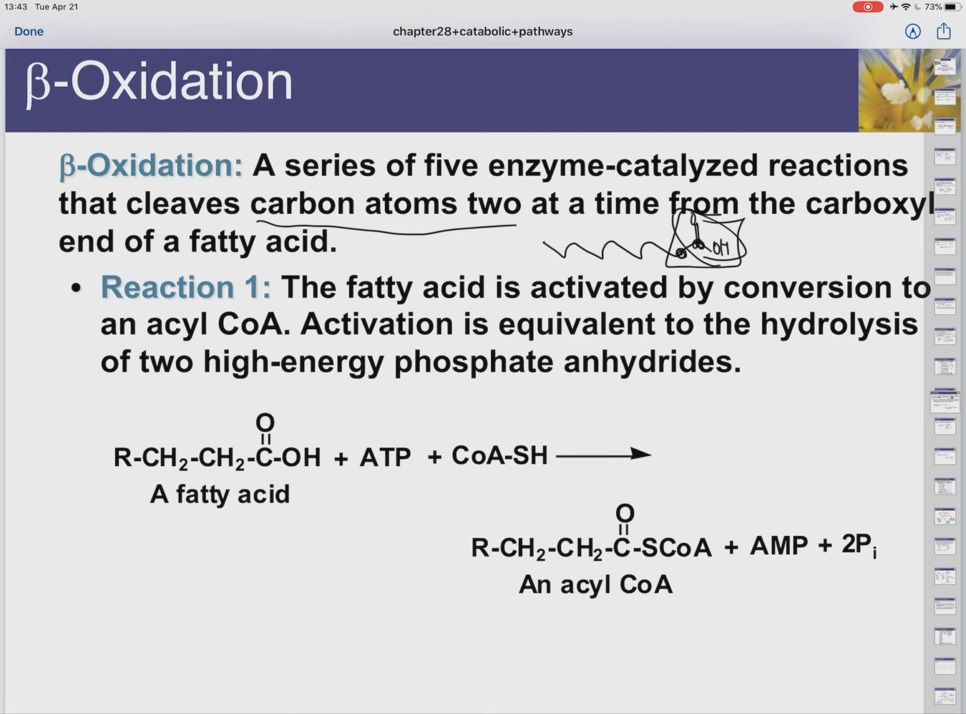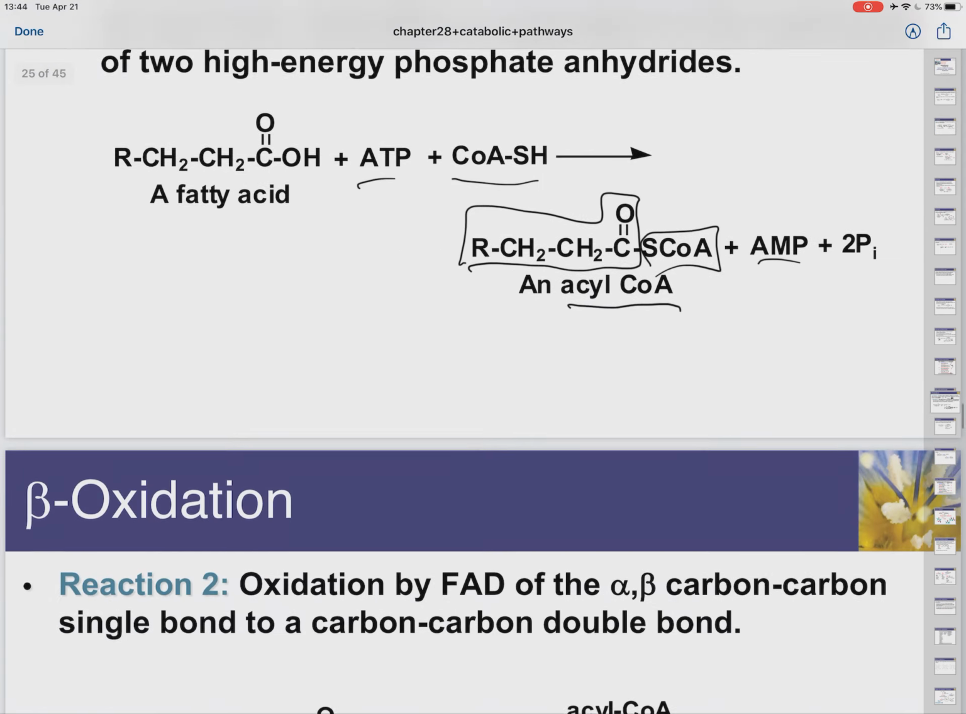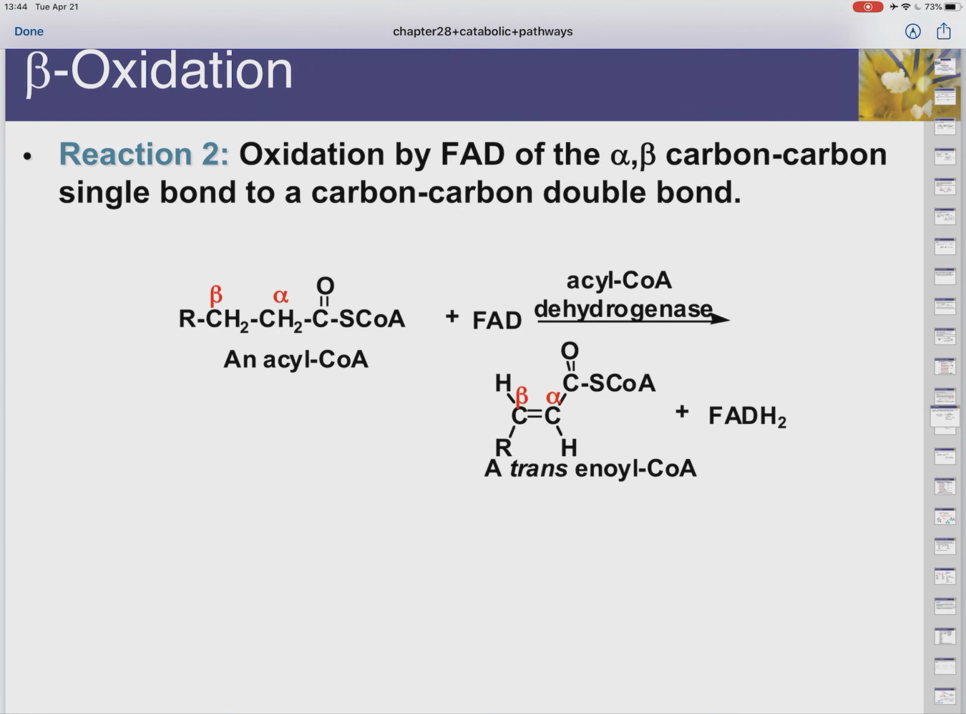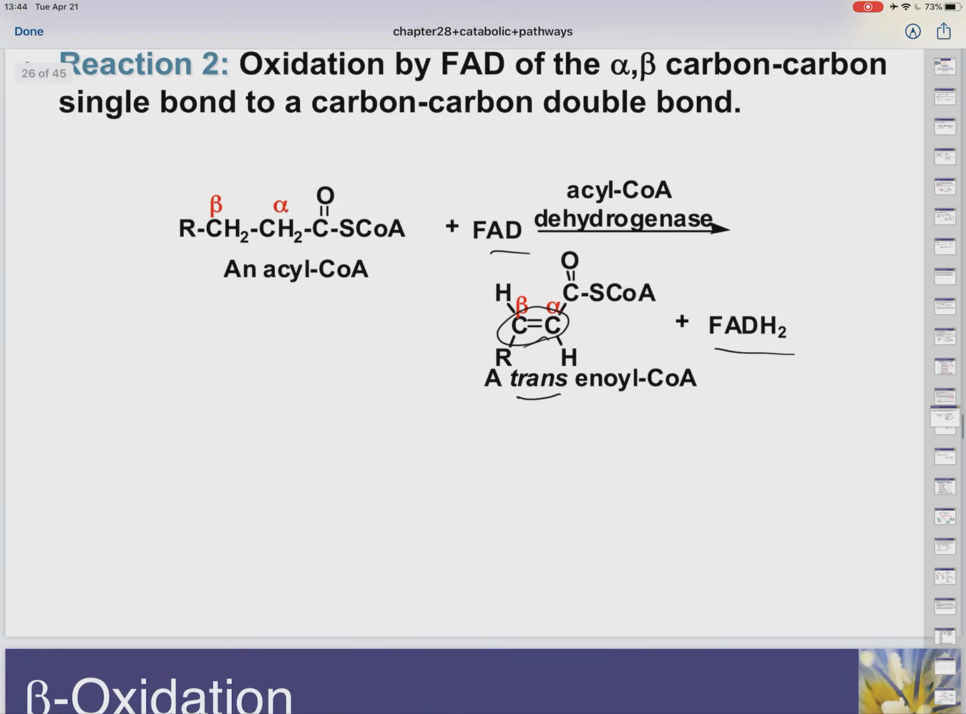So the first reaction of a fatty acid is actually going to require some ATP and a coenzyme A molecule, and we're going to form this acyl-CoA. So the fatty acid is right here, and we formed a bond with the CoA, and that cost us some energy. Now the second reaction is going to generate an electron carrier. We're going to do an oxidation-reduction. FAD becomes FADH2, and we get oxidized into a trans-enoyl CoA. We lose some hydrogens and form a double bond. The alpha-beta carbon-carbon single bond becomes double.